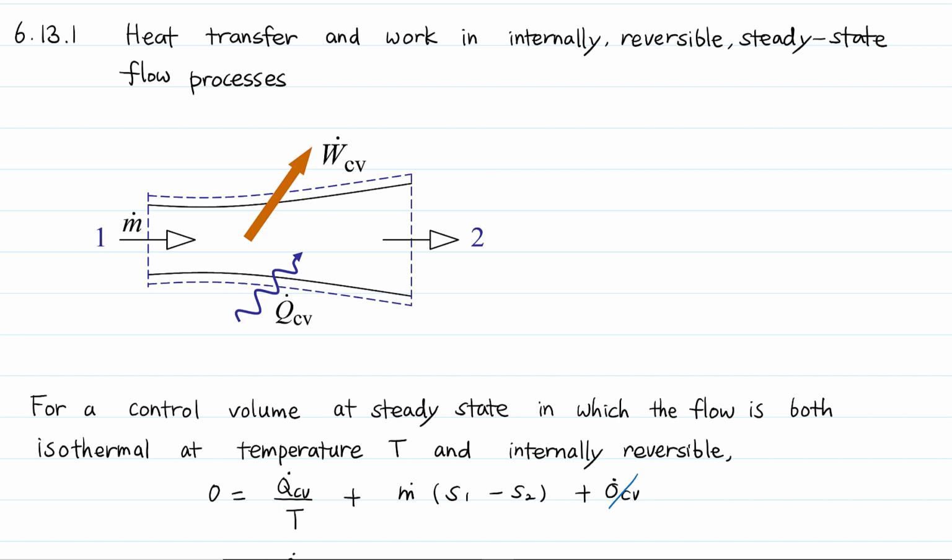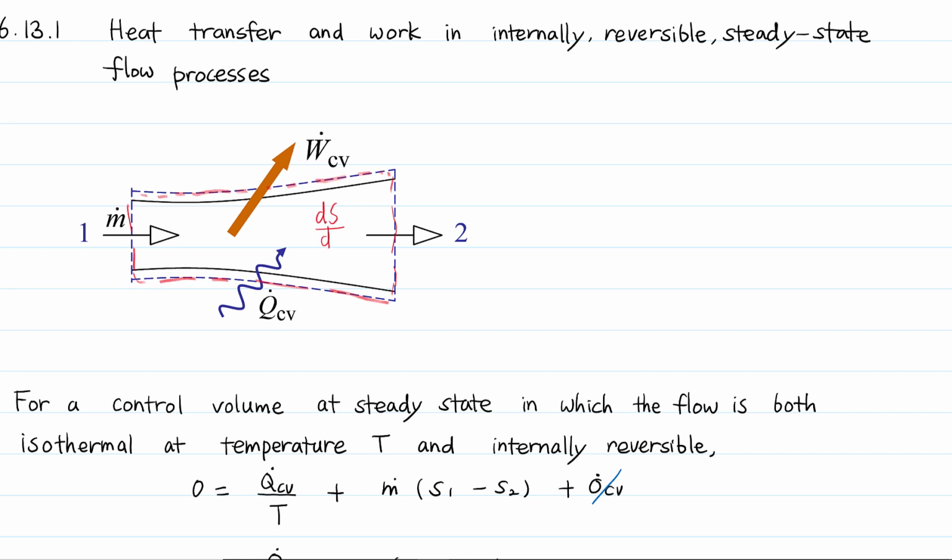6.13.1 Heat transfer and work in internally reversible steady-state flow processes. Previously, we considered the entropy balance for steady flow devices in the presence of irreversibilities. Consider an open system. So this red line is the control volume of the system. We are going to take the entropy balance relation for the control volume.